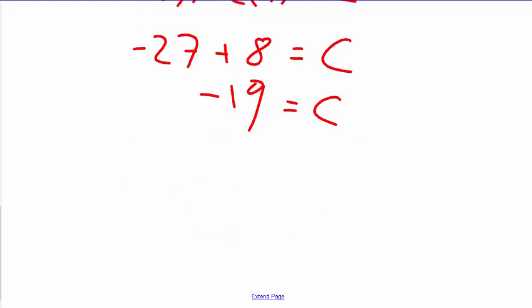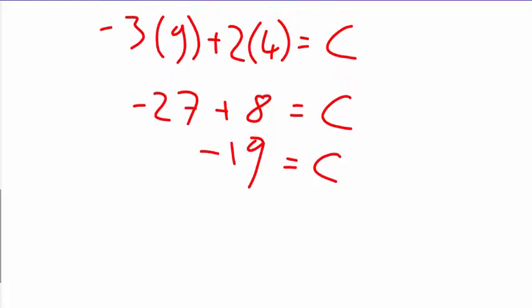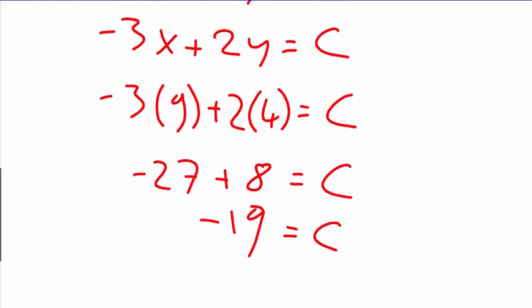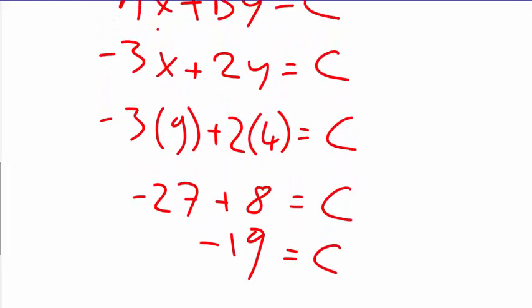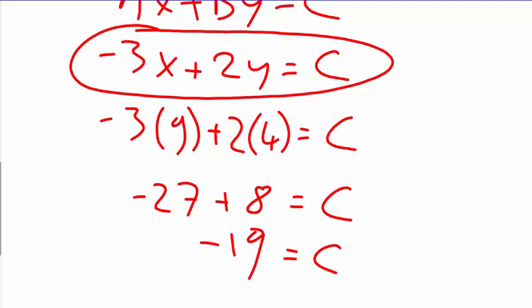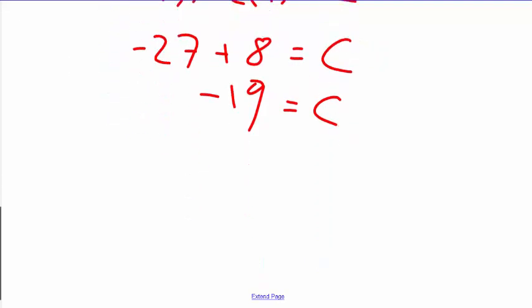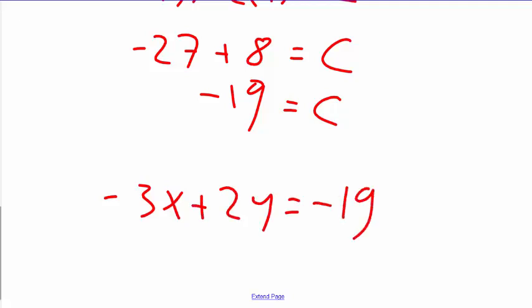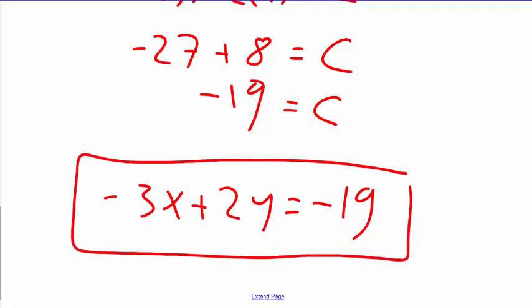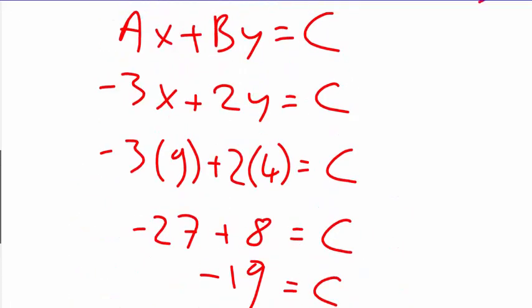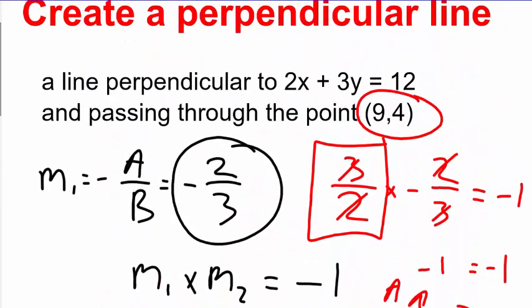Now I have everything I need to create the equation of line. That is, again, -3x plus 2y equals -19. So this is the equation of line that's perpendicular to that and passing through that.